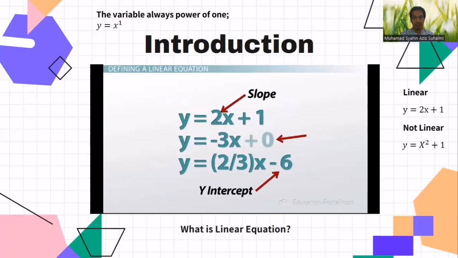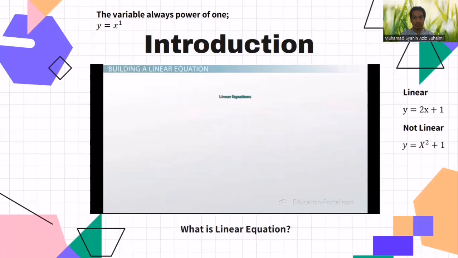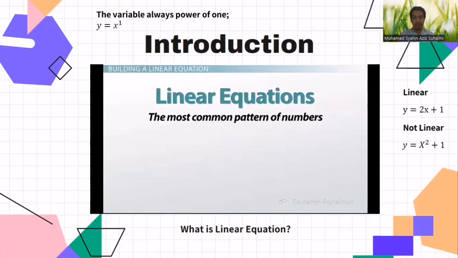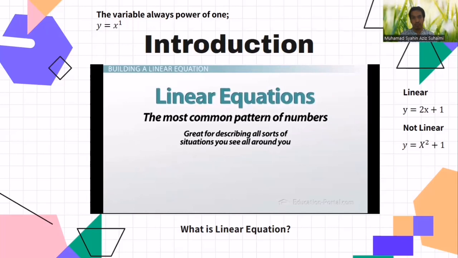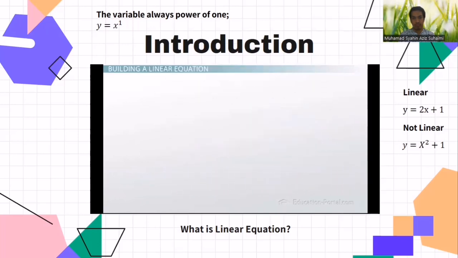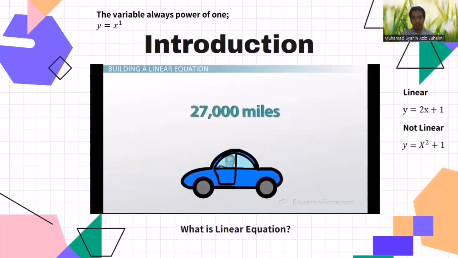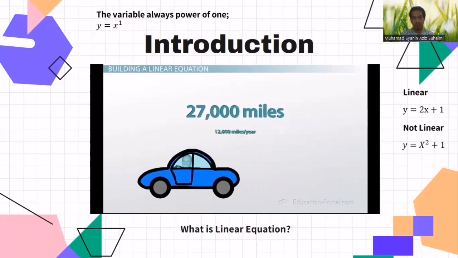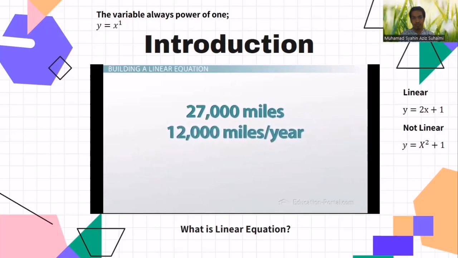So what's the point? Why do I care about a linear equation? Well, linear equations are the most common patterns of numbers we see, and they really are great for describing all sorts of situations you see all around you. One example is having to do with the car that I bought. As soon as I turned 16, my parents helped me buy a used car. When I bought my car, it had 27,000 miles on it. And I've owned it for a while now. And every year I drive it about 12,000 more miles.